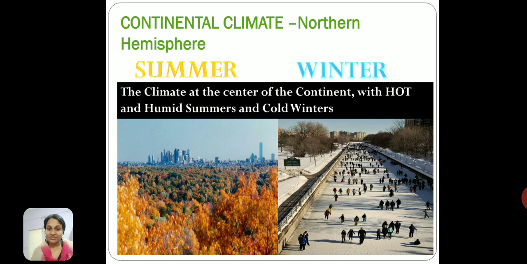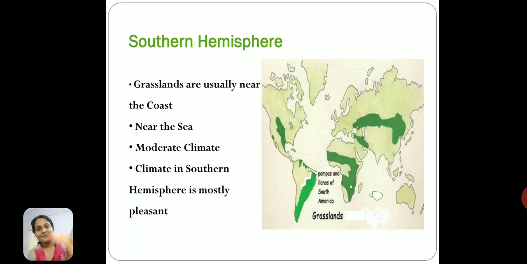You can experience different climates and seasons very clearly, and summer can be experienced properly. It will be hot and humid, and winter will be really cold, very cold. Okay, so these variations in climate can be experienced in the continental climate.